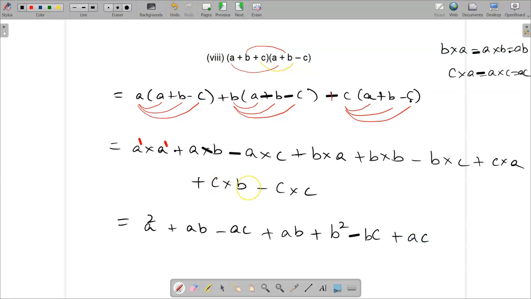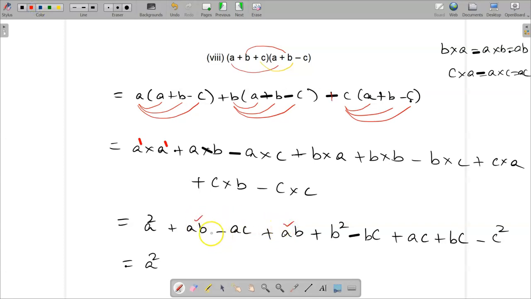Similarly, C into B, write alphabetical order. So, plus B into C. Minus C into C is what? C square. So, A square is not repeated anywhere. So, it is A square. And then what about AB term? AB term, here it is, right? 2 times it is repeated.